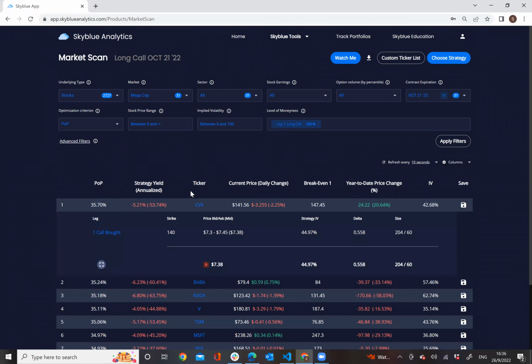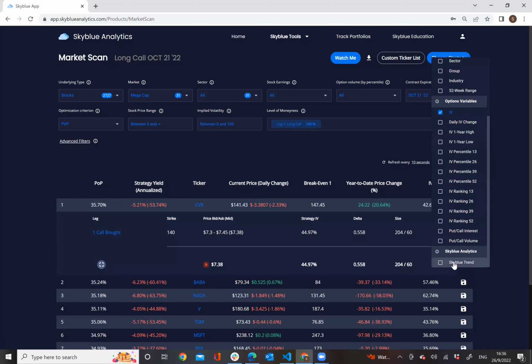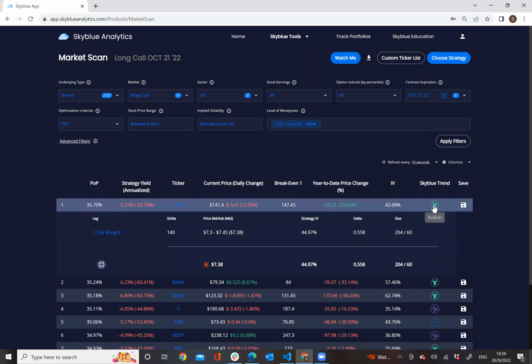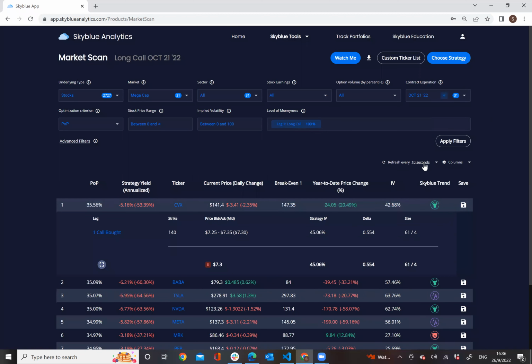What is this telling us? If you are bullish on this stock, and we can check this in SkyView trend, and you want to buy a call contract, the strike price is going to be 140, and it's going to cost you $7.3. This is what you have to pay.